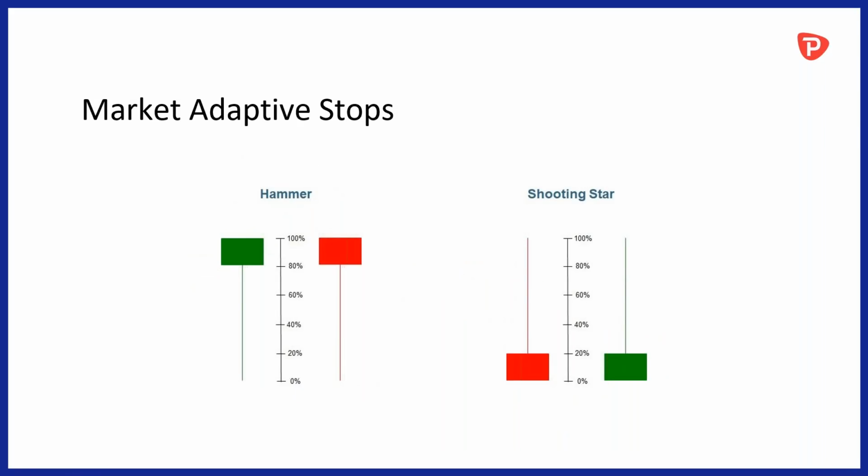Okay, another big problem a lot of traders have: stop losses. I think we've all been there, we've gotten stopped out. We have massive problems with this, and it's something that I think every trader struggles with. So market adaptive stops are incredibly important, and most people don't think of anything this way.